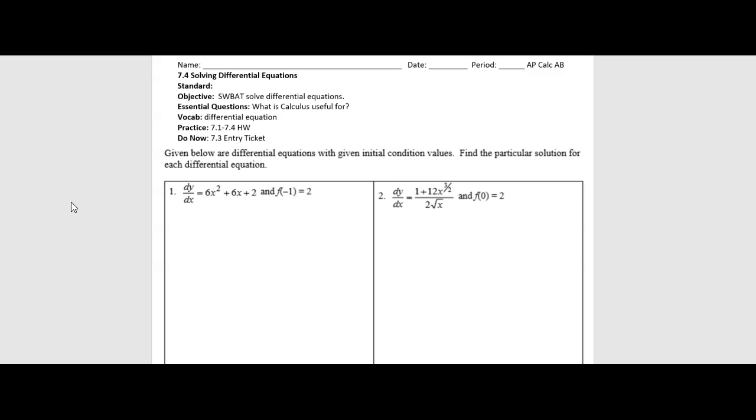So in our previous lesson, we were given a solution and we were just asked to verify whether it was a solution or not. Now we're going to actually have to come up with those solutions on our own.